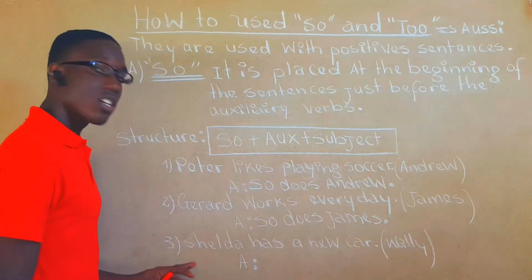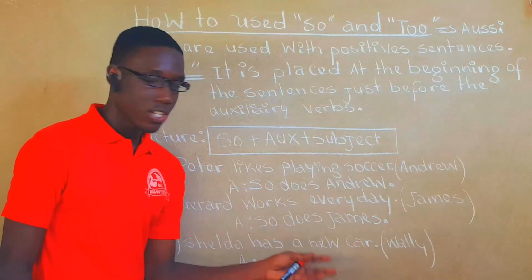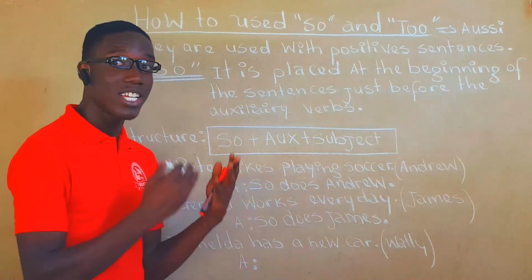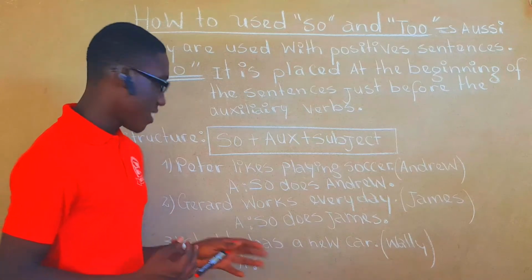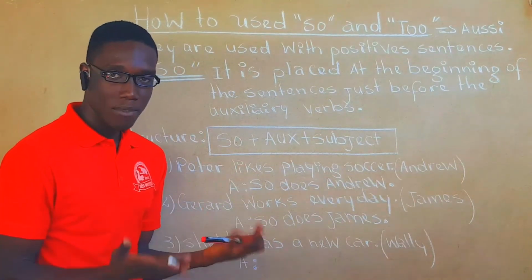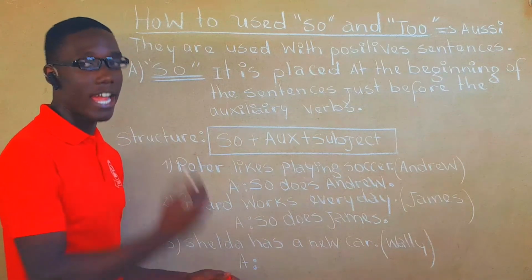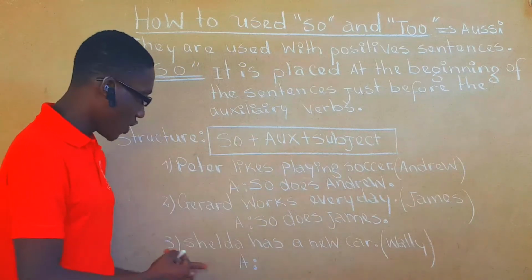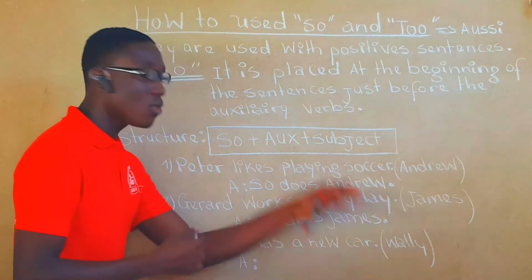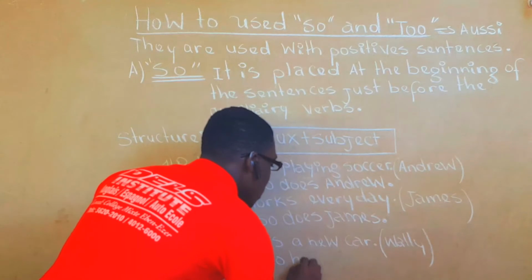Okay? Now, thirdly, our sentence is Shelda has a new car. Shelda has a new car. Shelda has a new car. If I say Wally also, we got has. For example, if I say that verb is I have, you have, he, she, it has. Shelda is a woman. I say has for Shelda. If I say Wally also, Shelda has a new car. I say so has Wally.